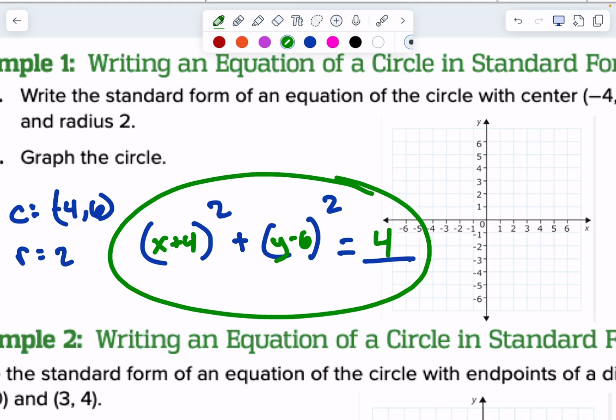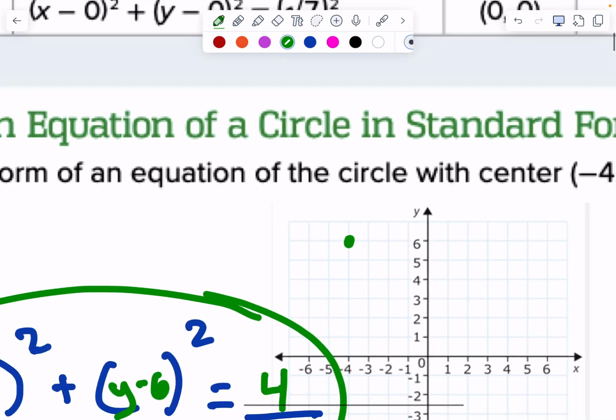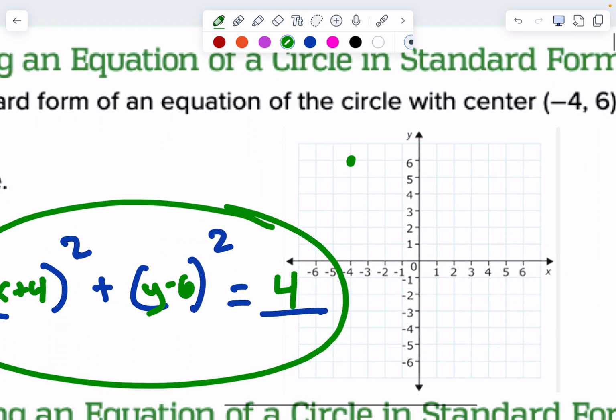So negative 4, positive 6 is the center, and it has a radius of 2. How do I graph that with a radius of 2? Count. I'm going to go 2 units here, 2 units here, 2 units here, 2 units here. I go 2 up, 2 left, 2 down, 2 right, and there's my circle. That is what this looks like.